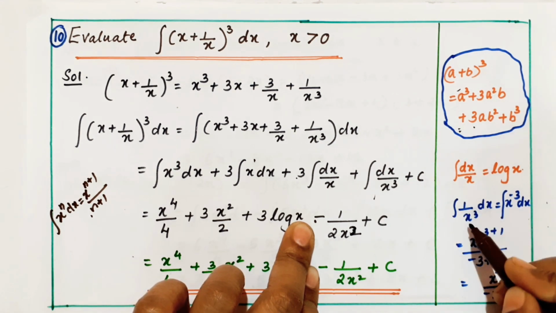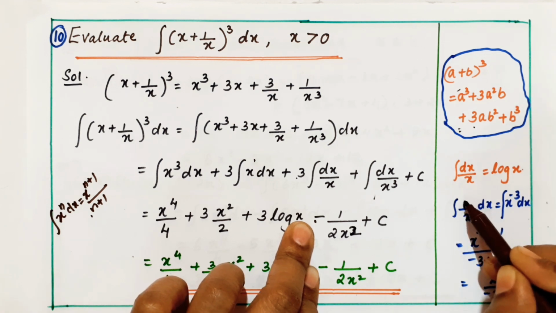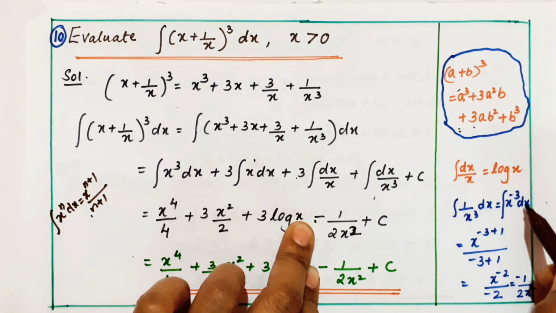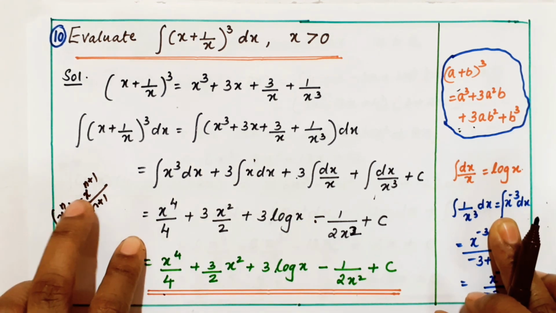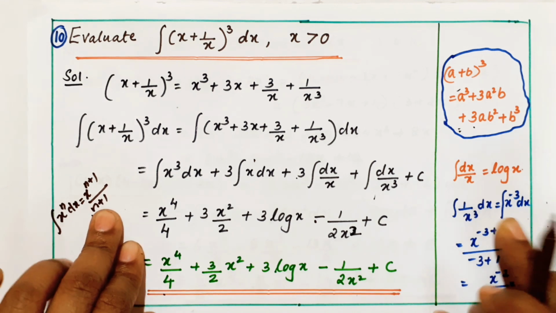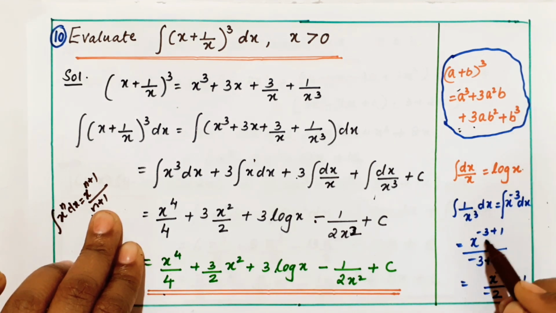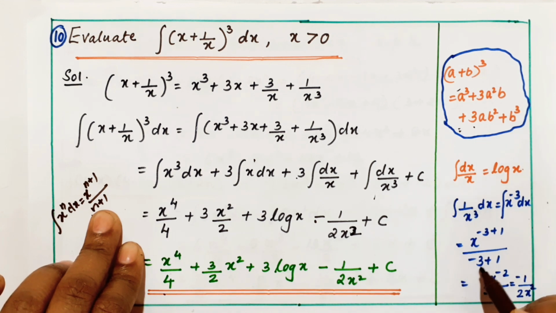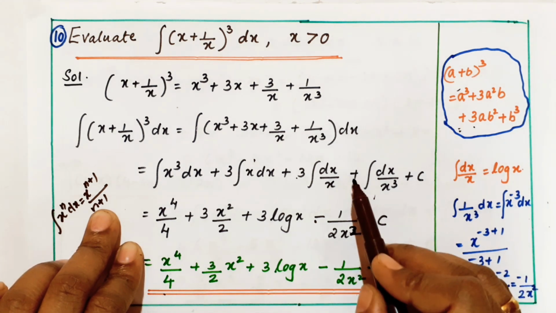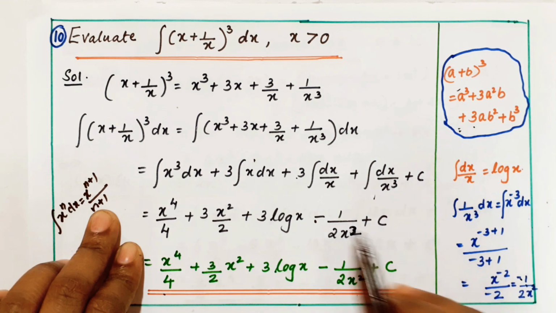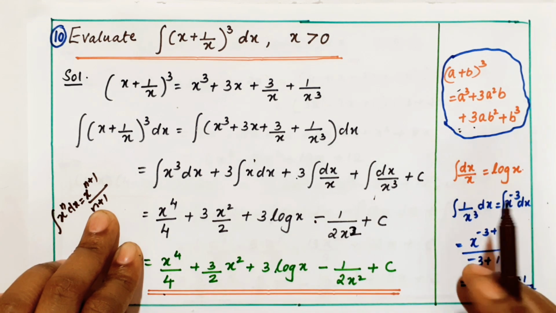What is integral of dx by x cube? I am taking x cube to the numerator, so it is x power minus 3 dx. Then you apply your standard formula. Integral of x power n dx is x power n plus 1 by n plus 1. So it is x power minus 3 plus 1 by minus 3 plus 1, that is x power minus 2 divided by minus 2. Minus taken here. This x power minus 2 taken to the denominator becomes x square. So this plus becomes minus, that is minus 1 by 2x square plus c.